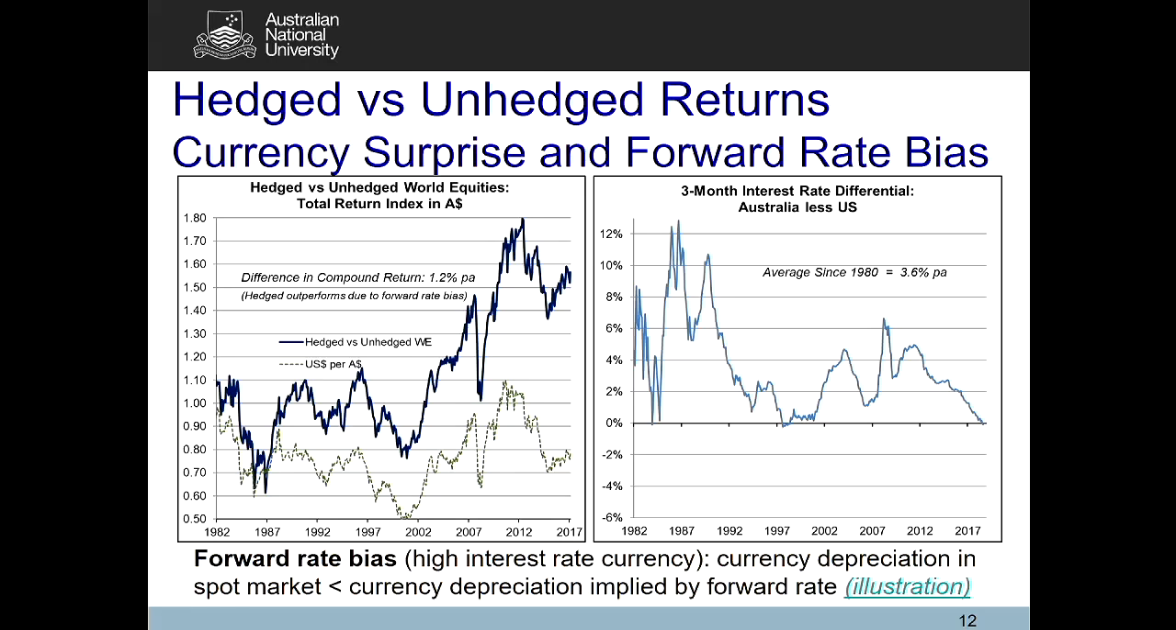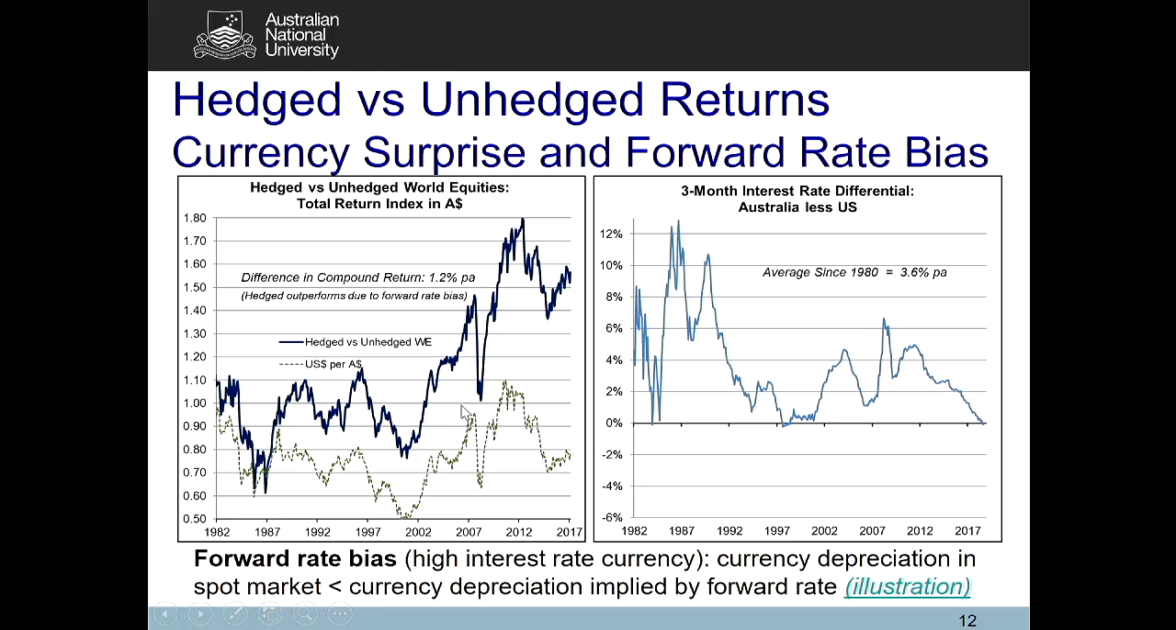Now, before I go into the definition of the forward rate bias, let me just show you again how closely the difference in performance between hedged and unhedged is tracked by the exchange rate. When the exchange rate's going up, the series is going up. When the exchange rate goes down, the return series goes down with it.